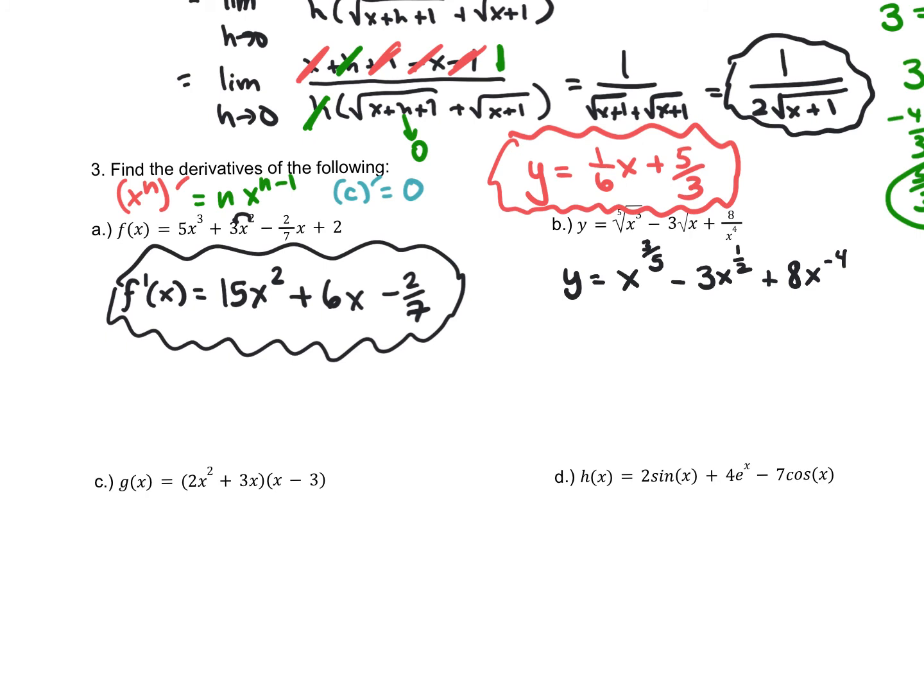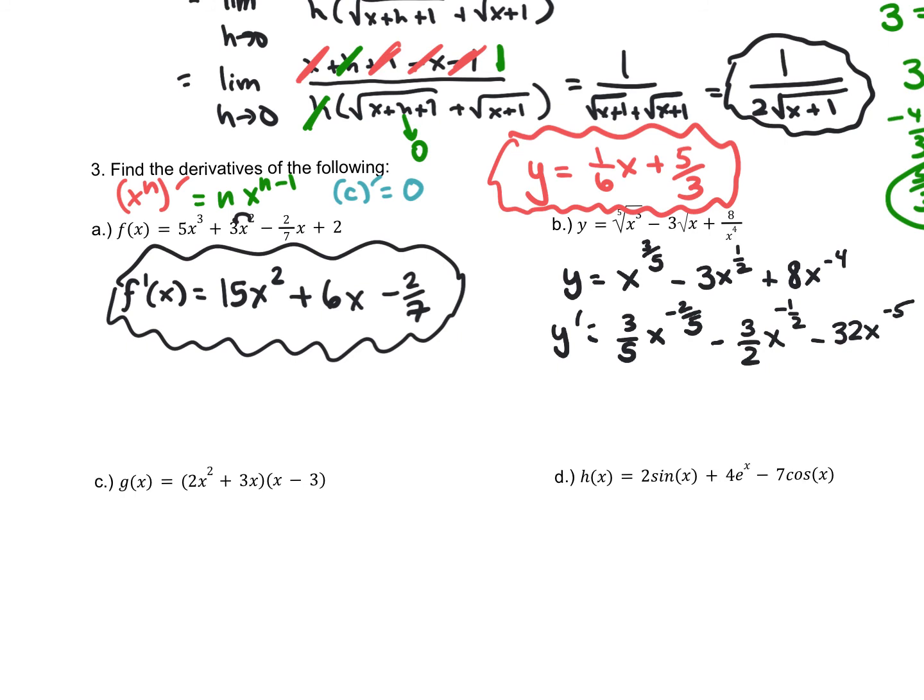Now, I've done no calculus yet. All I've done is rewrote these to be in a form where I have x to some power. So now when I do the derivative, bring down the power, 3/5 x to the 3/5 minus 1, or 3/5 minus 5/5 is negative 2/5. Minus, take the half times the 3, you get 3/2, or 1.5. X to the minus half. And then bring the negative 4 down, we'll get negative 32, x to the minus 5th.